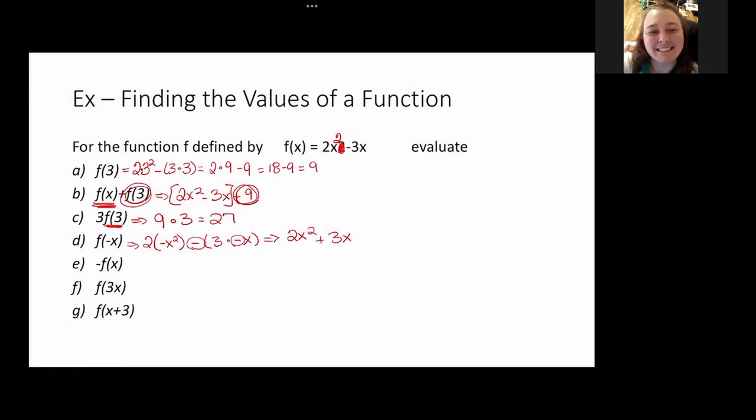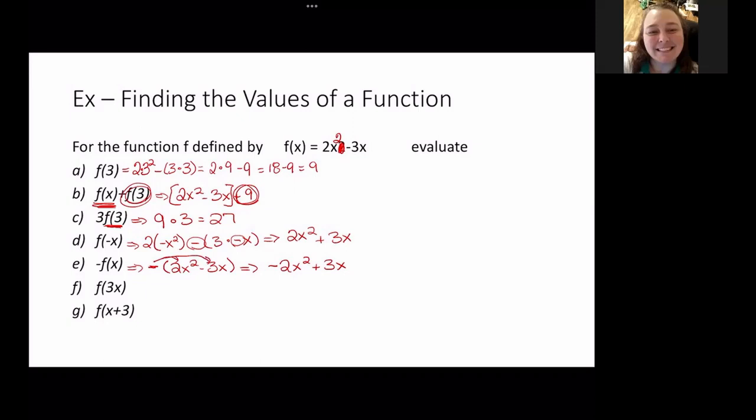Okay? Now, a minus f of x, that is just taking f of x, so 2x squared minus 3x, and putting a minus in front of it. So that's going to give me a different answer of minus 2x squared plus 3x. I'm just going to take that and distribute it to each one.